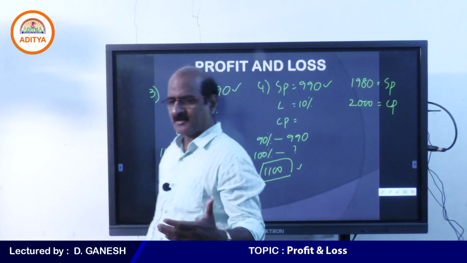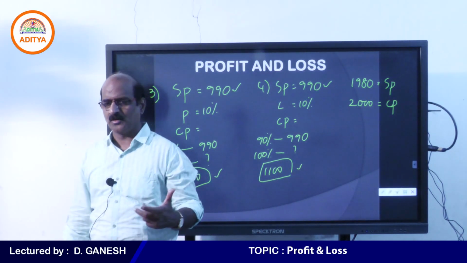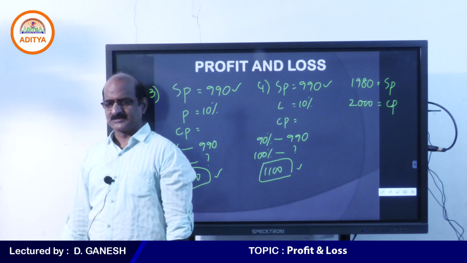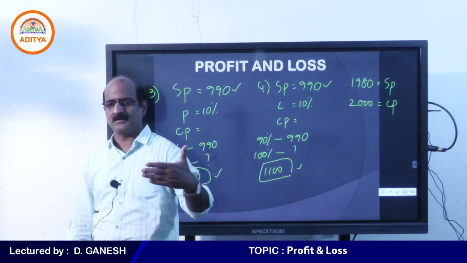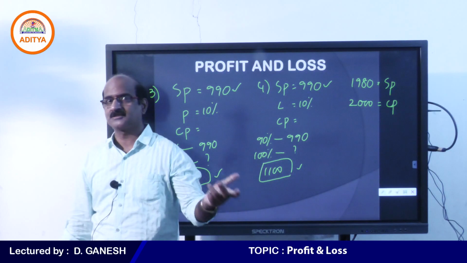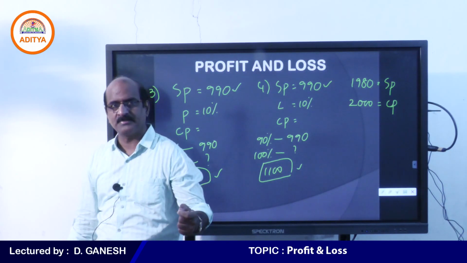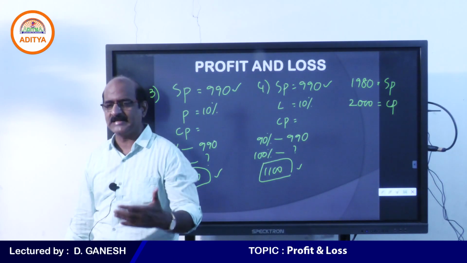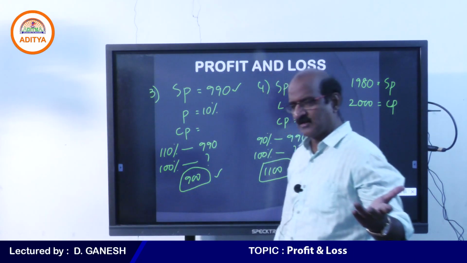Am I clear to you or not? Please respond. Do you understand that 1980 is the selling price of both the articles, and 2000 rupees is the cost price of both the articles? Please say yes or no. Because the two articles are 900 and 1100.